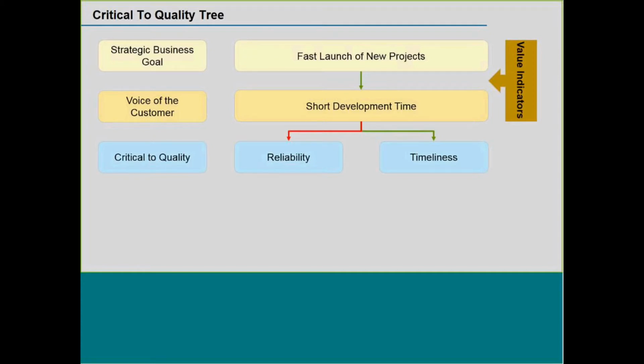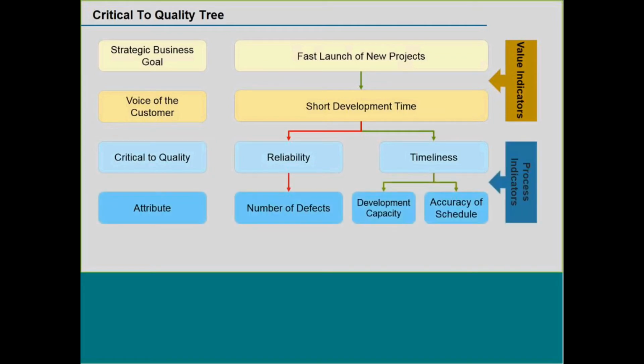Now, it is important to note that what can happen a lot of times in business when we're developing our strategic business plan is to ignore what is critical to quality. When we see short development time, what we may do as a business is prioritize the green line for timeliness and ignore or not put as much importance on the reliability of our product that we are providing, the red line. The next segment breaks down the actual attributes that we can focus on the product.